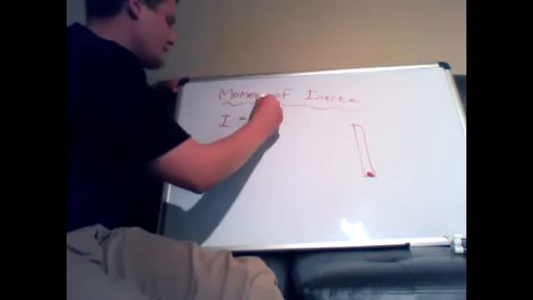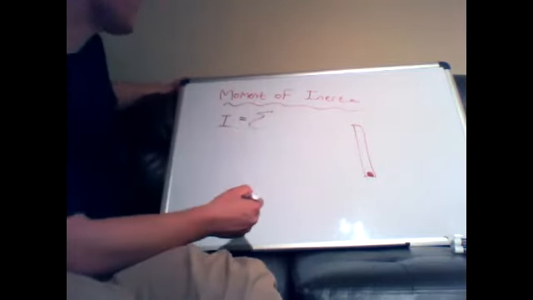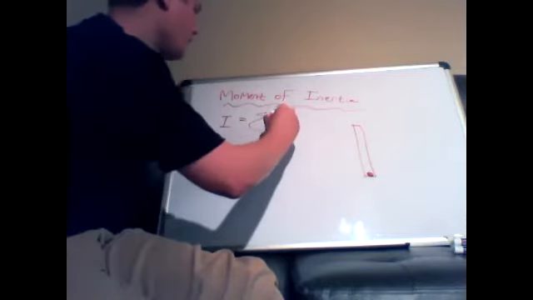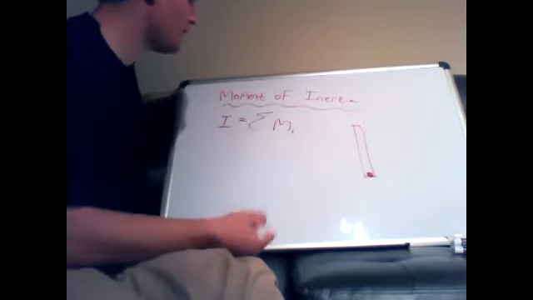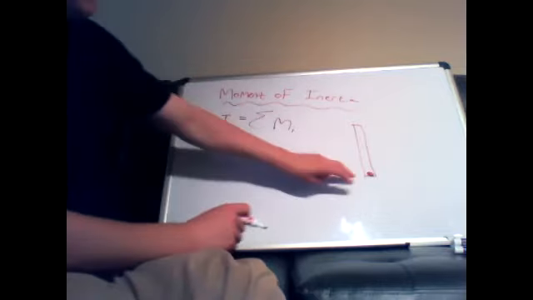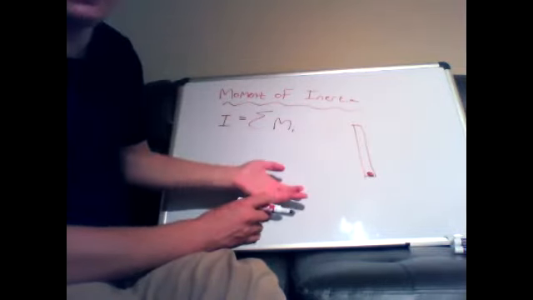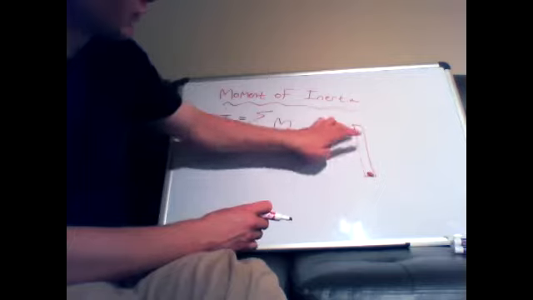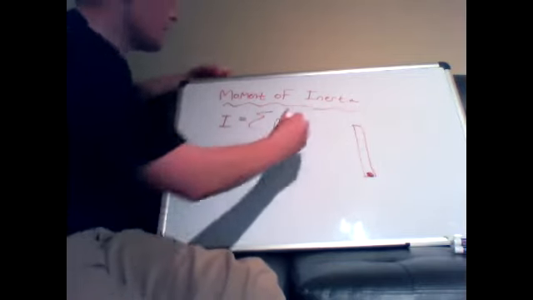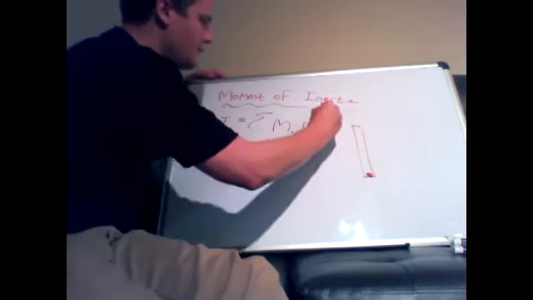But the equation for it says that you sum, meaning you use that sigma there, you sum up all the individual masses. So I'll put m_i to represent those individual masses. Pretend you have, in this case, only one, so it's easy, but pretend you have one here too. So you add them all up, and then you multiply them by the radius squared.